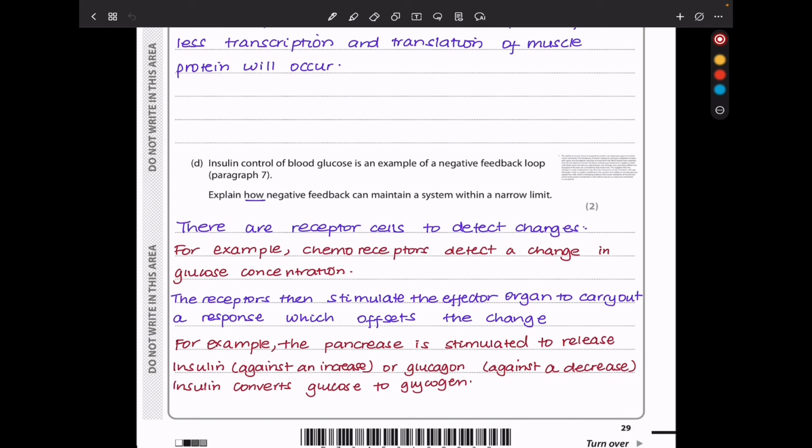For example, the chemoreceptors detect a change in glucose concentration, and again here the pancreas is stimulated to release insulin if it's against an increase, or glucagon if it's against a decrease. So if insulin is produced, then it's going to convert glucose to glycogen.